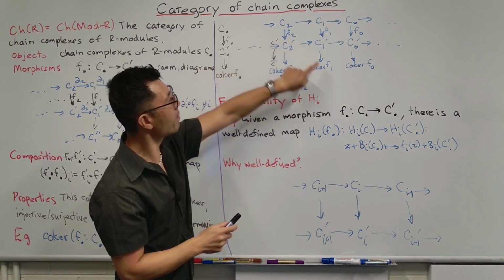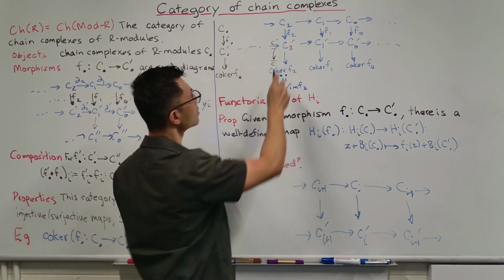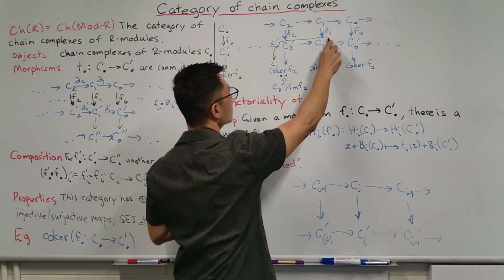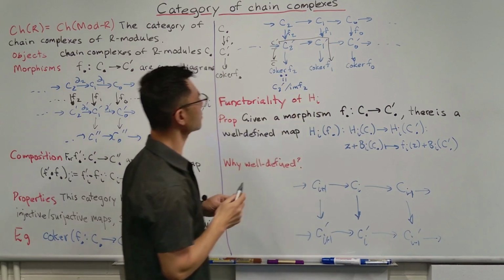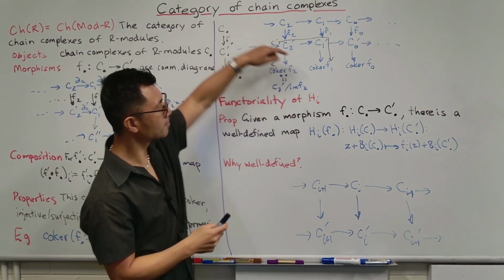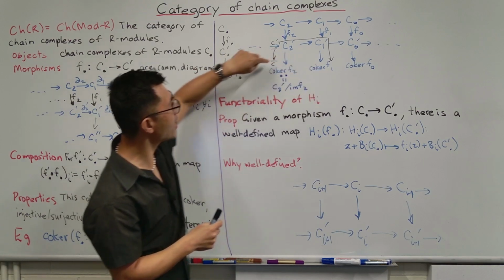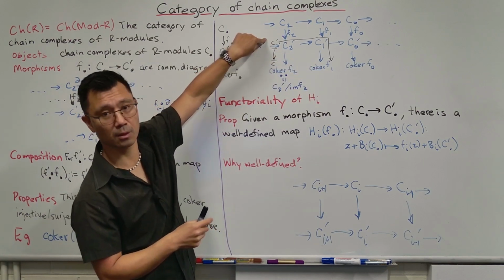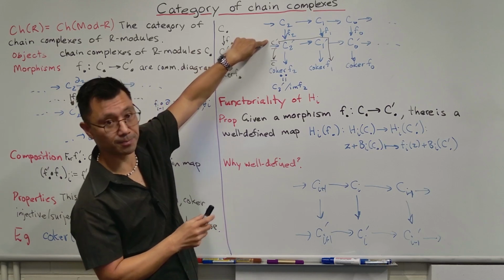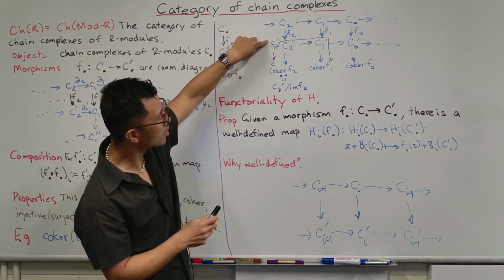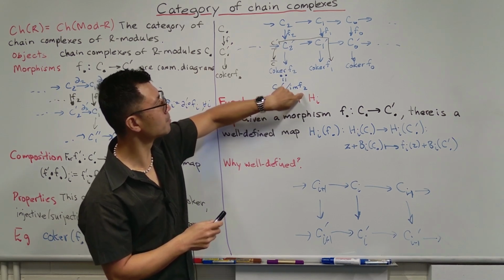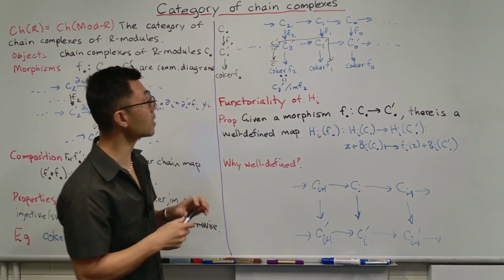And then to map it over here, what we can do is we just send it over to here and then send it down to here. Okay? And that gives you a map from here to here, but it depends on this choice of the lift. So the thing that you have to show is that it's independent of the choice. How can you change it? Well, you can change it by something in the image of F2. So let's pick something in the image of F2.